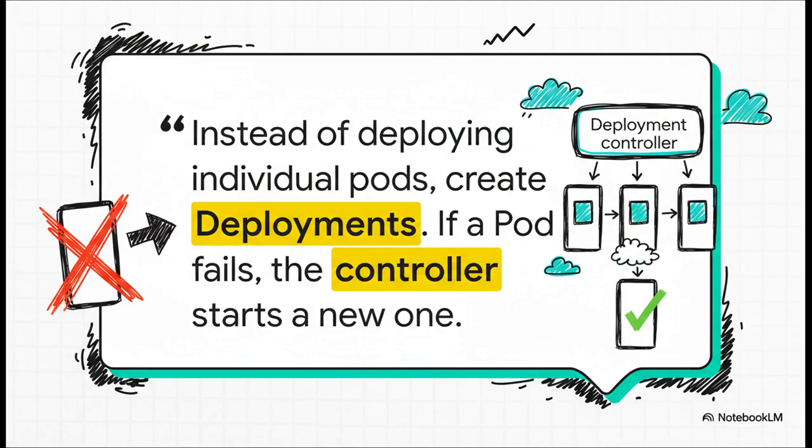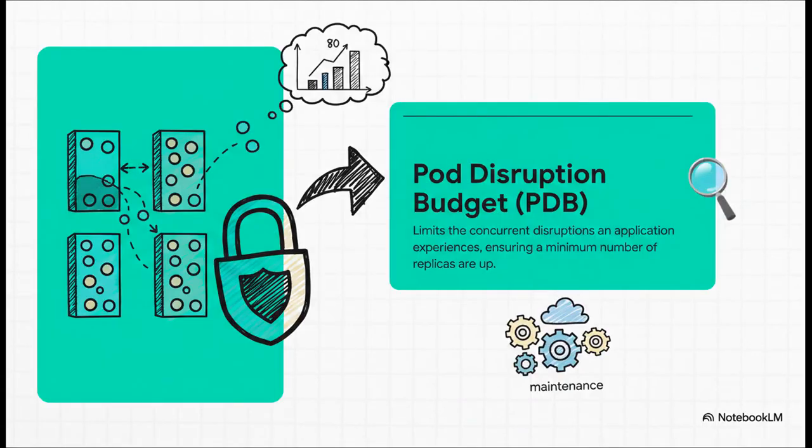Why? Because the deployment's whole job, as this quote says, is to be a babysitter. It makes sure you always have the right number of pods running. If one dies, boom, the deployment controller spins up a new one instantly. It's self-healing. So what about disruptions that you cause, like when you need to upgrade a node?